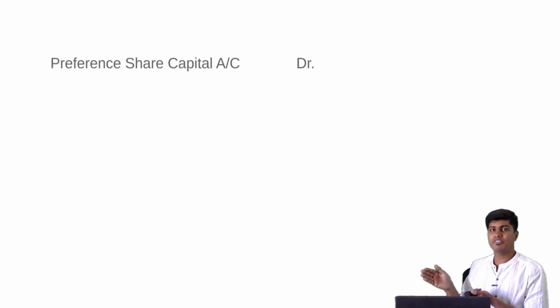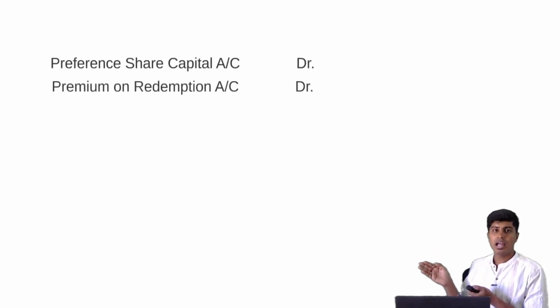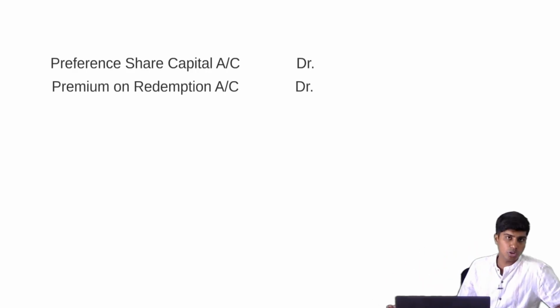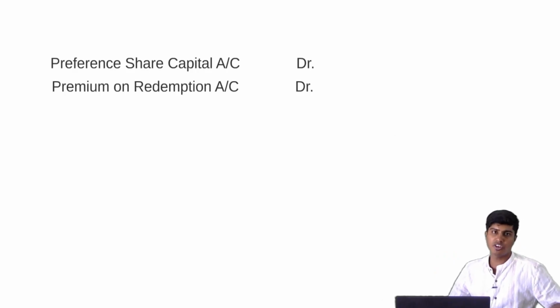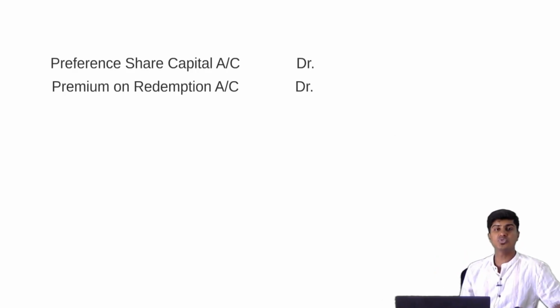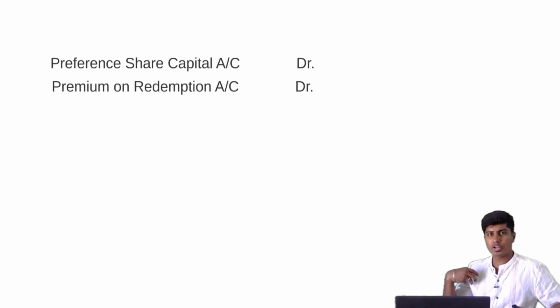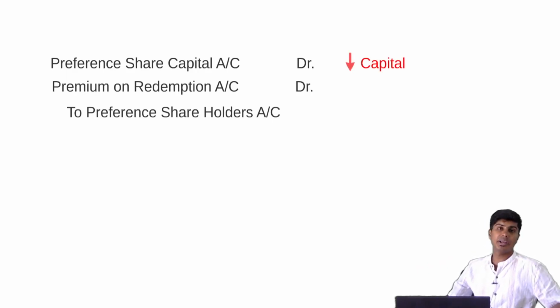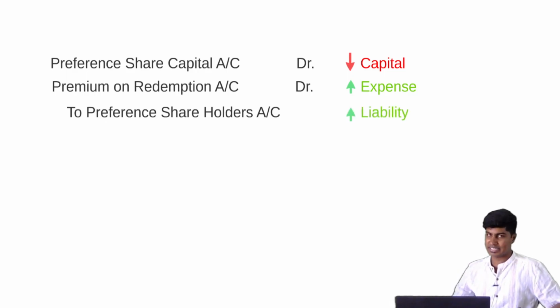When I do this, my preference share capital account will be debited, symbolizing decrease in my capital. And if there is any premium which I need to pay, again that is an expense, I would debit that also, writing it as premium on redemption of preference shares, and all of it will be credited to preference shareholder account, because the preference shareholder is my new liability that is getting created. Preference share capital decreasing, debit; premium on redemption, expense increasing, debit; and preference shareholder account credit because it is liability increasing.